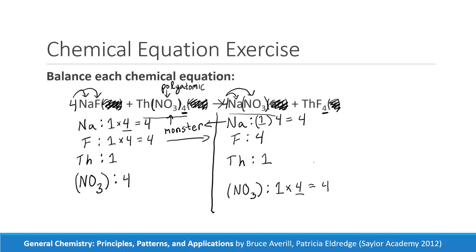So my final reaction would be 4 NaF plus THNO3 yields 4 sodium nitrate, NaNO3. And I do want to leave the parentheses that I added back out of it. 4 NaNO3 plus THF4.